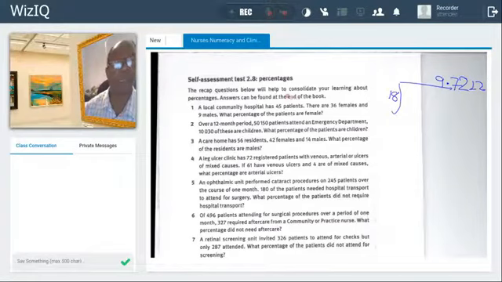Okay, so the answer is going to be 9.72 to 2 decimal places. Right, let's go to the next question, which is question number 5.